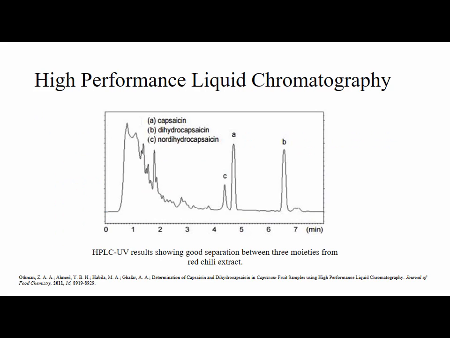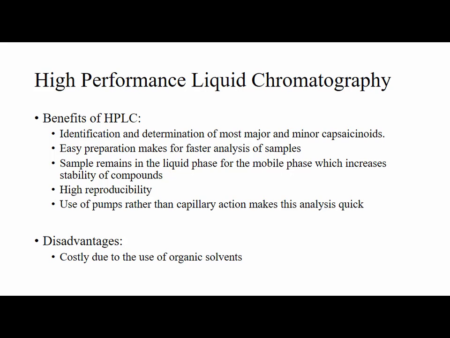All right, so these are the results from this paper. As you can see, there's good separation of the capsaicin, the dihydrocapsaicin, and the nor-dihydrocapsaicin. So let's talk about some of the benefits. The identification and determination of most of the major and minor capsaicinoids can be reproduced with this method. Easy preparation makes for faster analysis of the samples, and they do remain in the liquid phase, which increases stability of the compounds being analyzed.